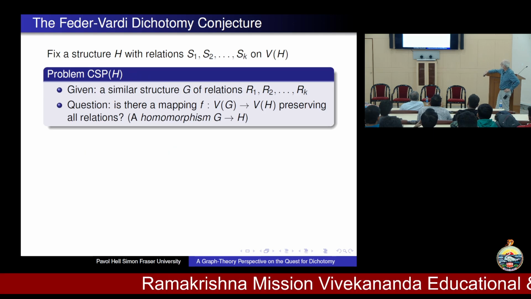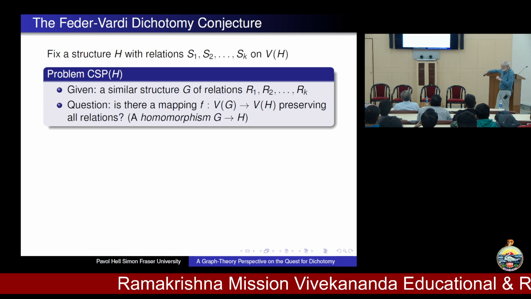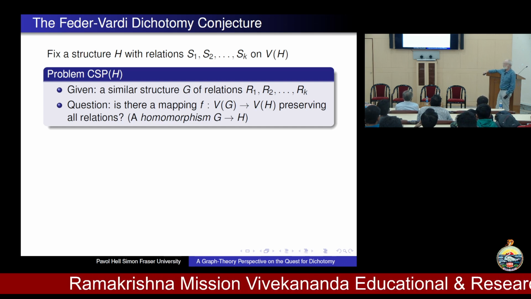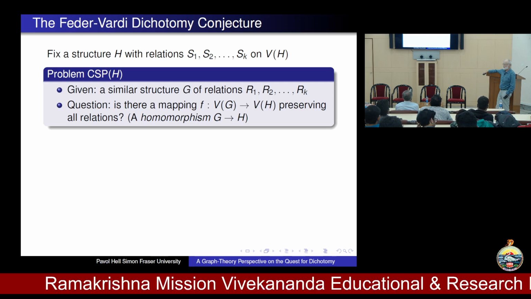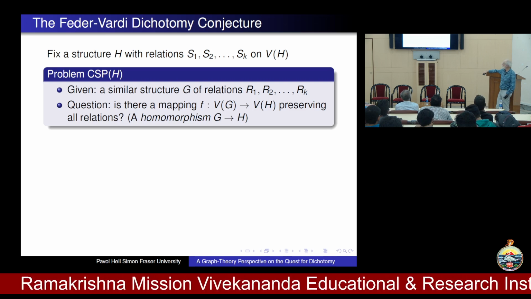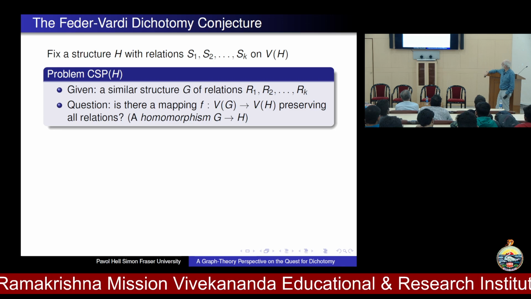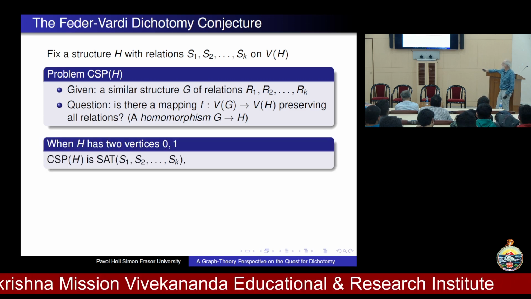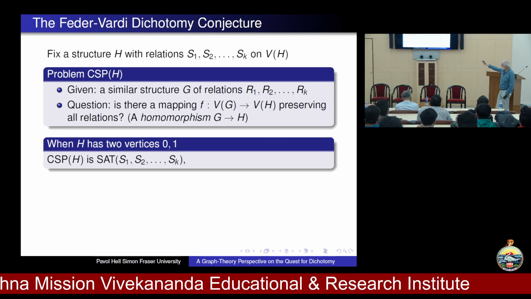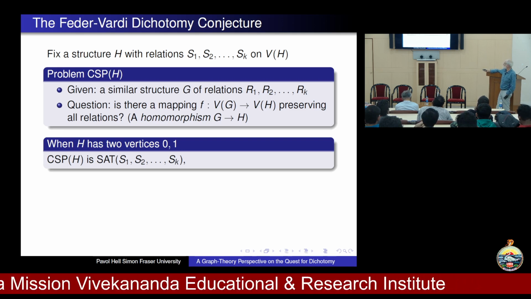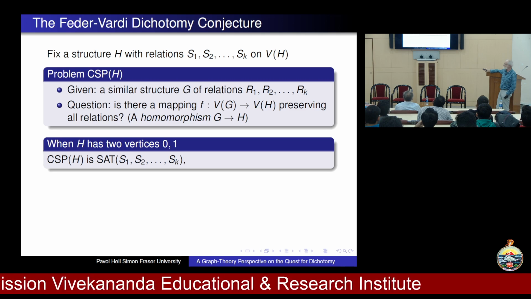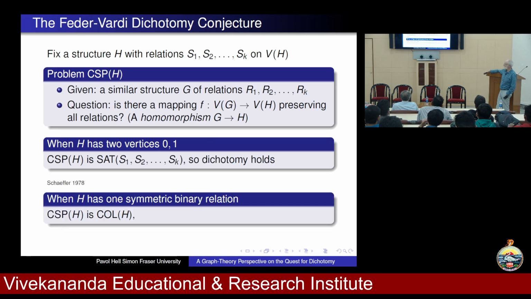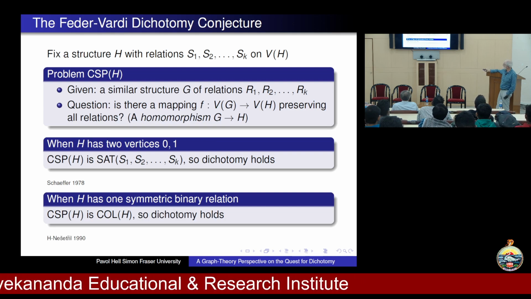All right, so here is the conjecture that Feder and Vardy came up with. If you have this CSP(H) problem, H is a fixed relational structure, and the problem is, given a similar structure, is there a compatible mapping? Here I observe that when H has only 2 vertices, this is the problem of Schaefer. And when H has only 1 relation, then this is the problem that Nešetřil and I studied.